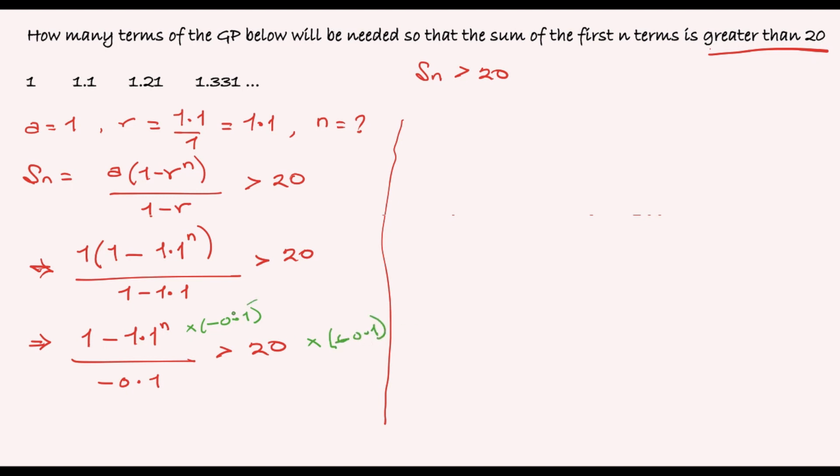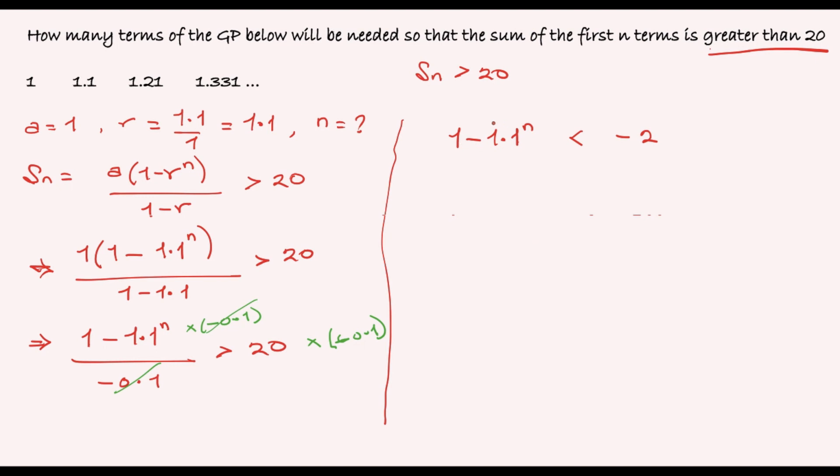Now what happens is this cancels out our denominator here. So on the left hand side, we're left with 1 minus 1.1 raised to power n. And don't forget that in an inequality, when you multiply through by a negative number or divide by a negative number, the sign changes. So we're going to have less than instead of greater than here. And on this side, 20 multiplied by minus 0.1 gives us minus 2.